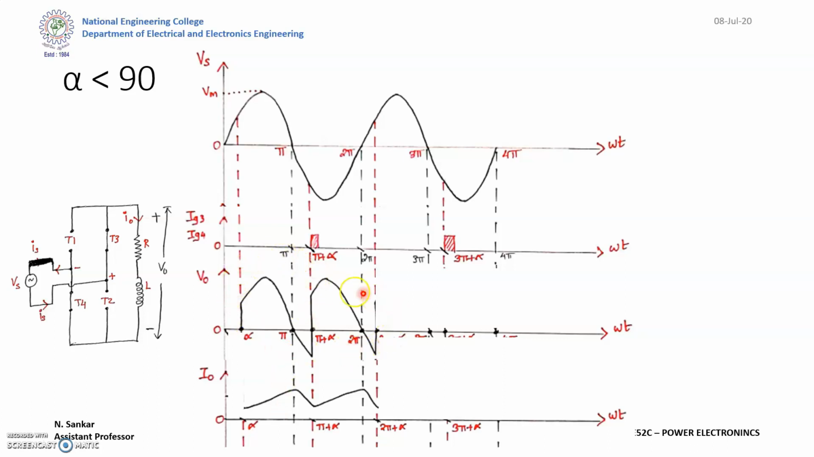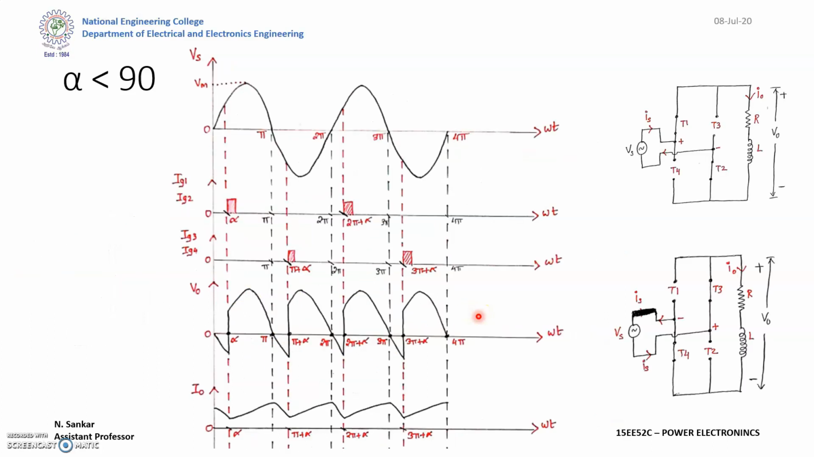So this is a pattern for your positive cycle, and this is one for the negative cycle. This pattern will get repeated for each cycle. So this is the overall waveform. This is the triggering pulse for T1 and T2, and this is the triggering pulse for T3 and T4. We started from alpha and we have seen till 2 pi plus alpha.